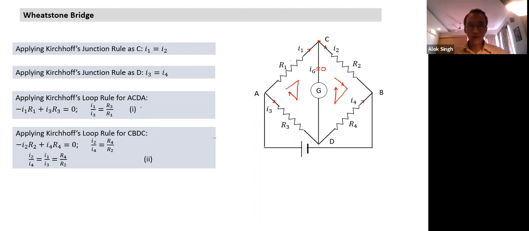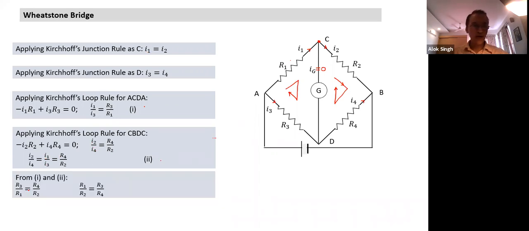So from the first equation and the second equation, what do we conclude? We conclude that R3 by R1 is equal to R4 by R2, or R1 by R2 is equal to R3 by R4. That's the condition for a balanced Wheatstone bridge. It's a very important question for IP. As you would notice, the derivation of this is extremely simple. So this is the condition when the Wheatstone bridge is balanced.